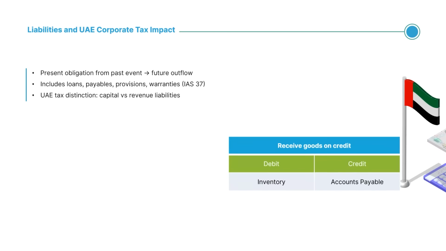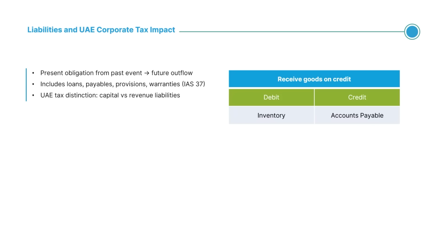For example, if a company receives goods on credit, the entry is debit inventory, credit accounts payable. If it records a warranty provision, the entry is debit warranty expense, credit provision for warranty. Each of these has different tax implications under UAE corporate tax law.